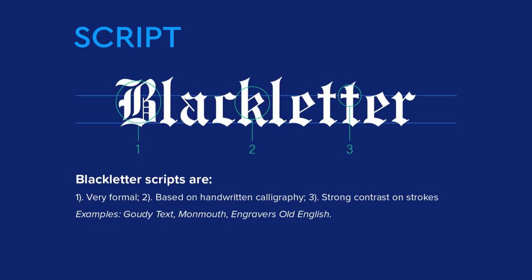Black letter is also one of the subcategories under script. In the place highlighted as number one, you find it being very formal, very prim, very proper. And in the number two, that is the K, it is based on handwritten calligraphy. It has this feel of handwritten calligraphy as opposed to the B that is very formal and has much more detail as compared to the K. Number three has strong contrast on strokes. Examples of fonts that fall into this category are Gaudy Text, Mammoth, and Graves of Old English.